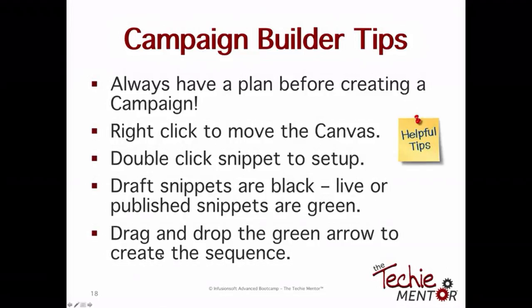You double click to set up a snippet. So if there's a setup, and sometimes there's multiple setups, you have to set up the goal, but then you also need to set up maybe the web form or the sequence. Just so you know, when something's in draft, remember you have to make sure that you publish and turn it from draft to ready. Draft snippets are black, live or published snippets will be green. So you can tell by looking at the canvas which are which.